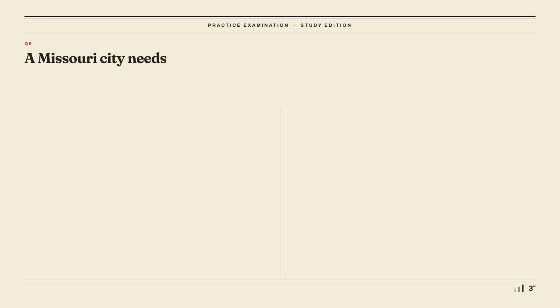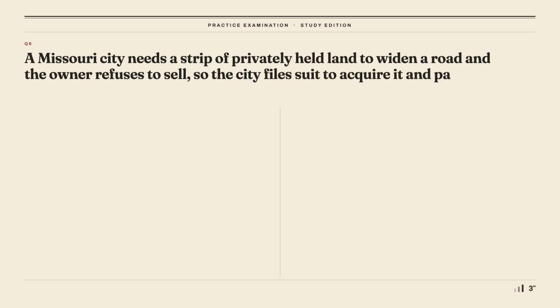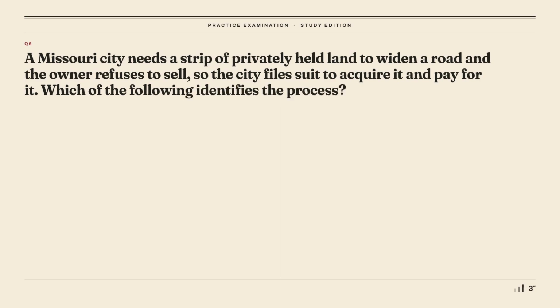Question 6. A Missouri city needs a strip of privately held land to widen a road, and the owner refuses to sell. So the city files suit to acquire it and pay for it. Which of the following identifies the process?